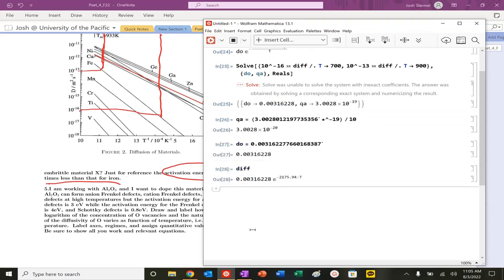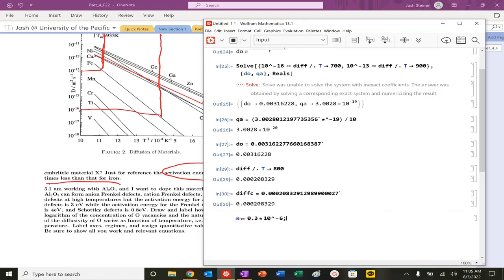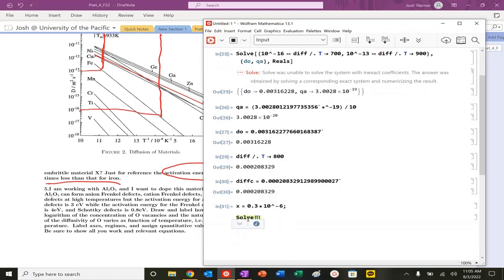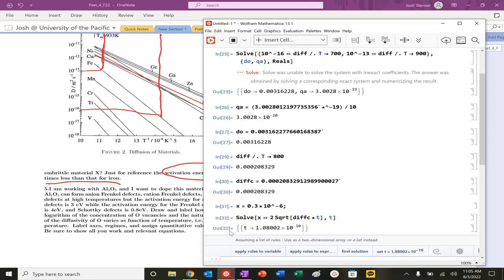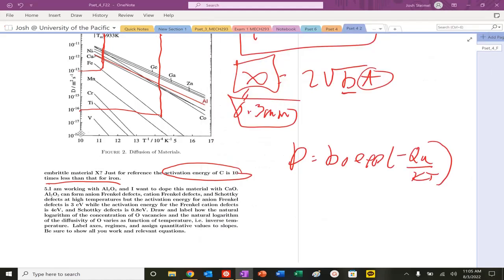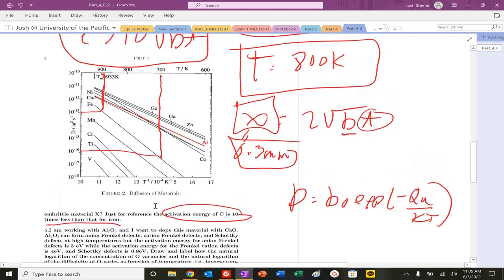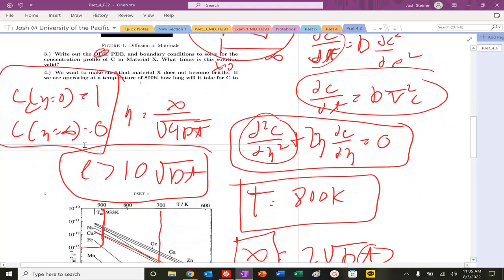So diff, and I'm just going to do slash dot, t goes to 800. So this is my diffusivity. Diff of c is this. My x was equal to 0.3 times 10 to the minus 6. We got that there, and now I could solve that x set equal to 2 square root of diff c times t, and then solve for t. So not very long. The time will be very, very short for that. So we've got our solution, basically.